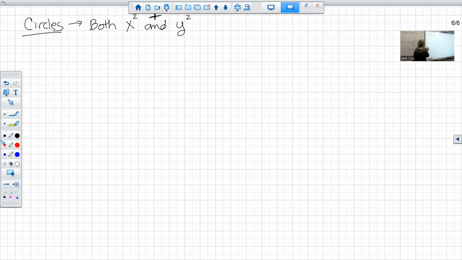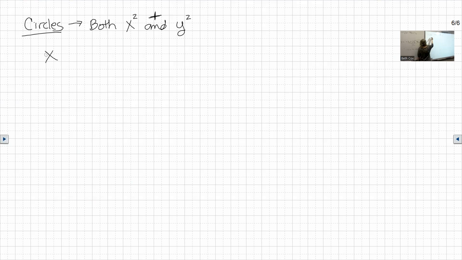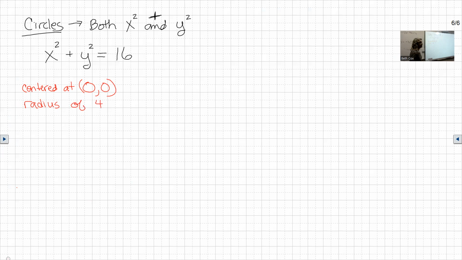So this would be an example of a circle. X to the second plus y to the second equals 16. That's a circle. And how do I know it's a circle? Because I see an x squared and a y squared. So I know it's a circle. This one is centered at 0, 0 and has a radius. You remember this. Radius of 4. Where's 4 coming from, you think? Square root of 16.